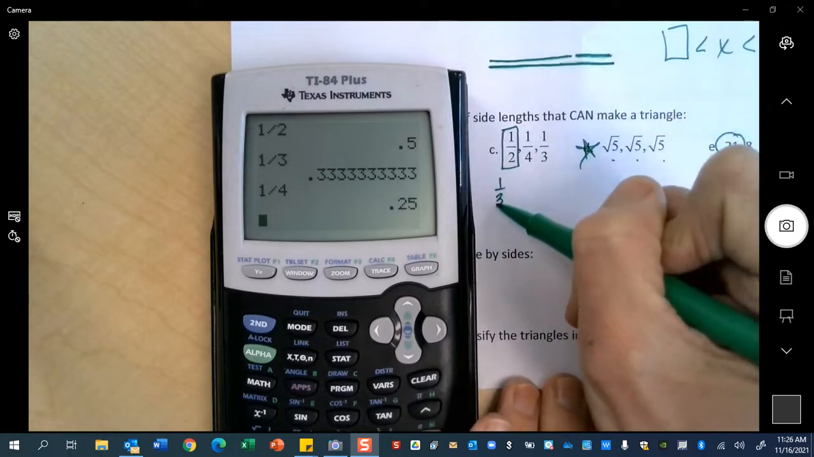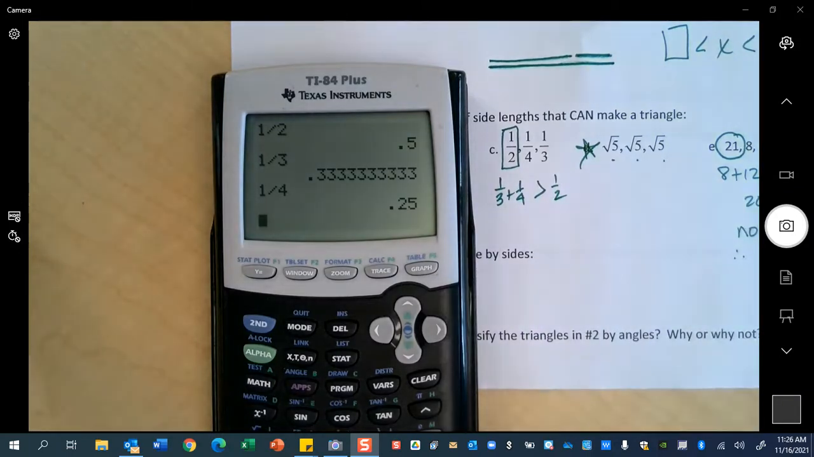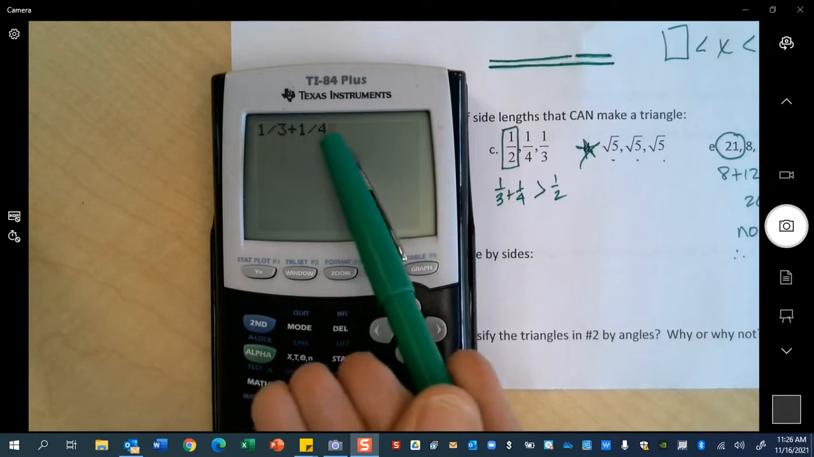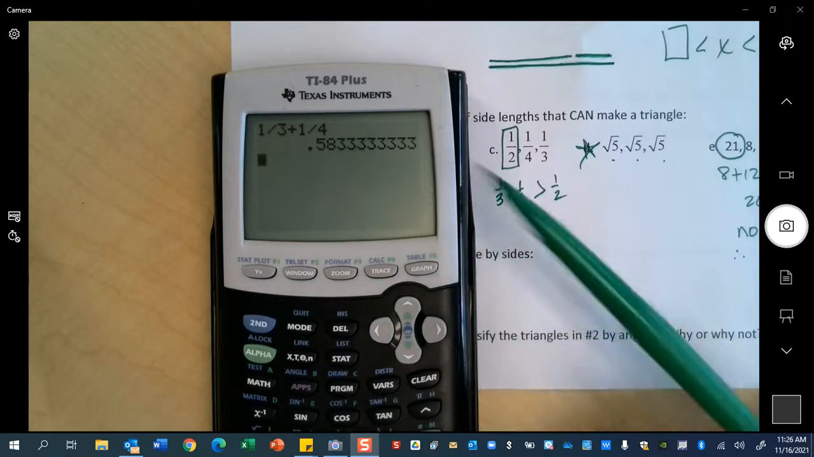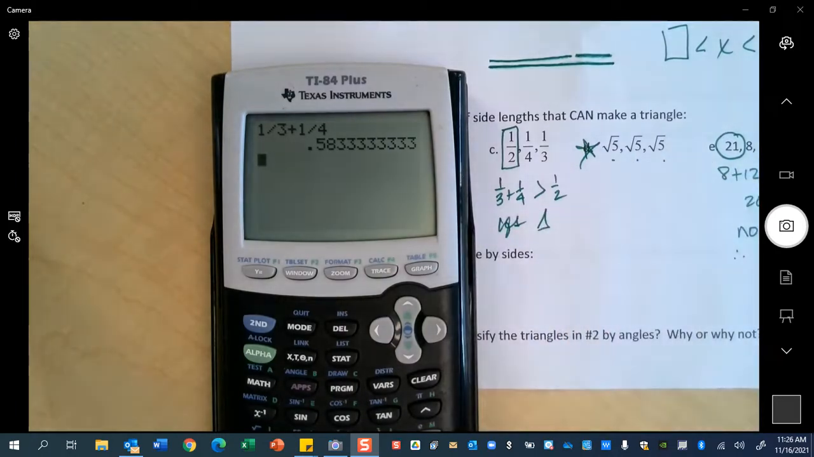So I need to make sure that 1/3 plus 1/4 is greater than 1/2. Doing fractions on the calculator is easy. Fractions are just little mini division problems. So 1 divided by 3 plus 1 divided by 4. What you have here is an order of operations problem. Your calculator knows to do this division problem first, this division problem second, and then add them together. So as long as what we have here is greater than 1/2, yes, you have a triangle.